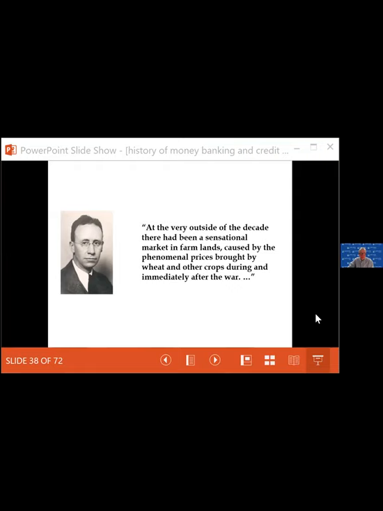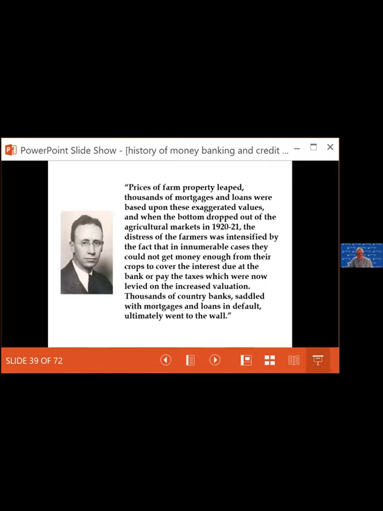And finally, he says this: "Prices of farm property leaped. Thousands of mortgages and loans were based upon these exaggerated values. And when the bottom dropped out of the agricultural markets in 1920-21, the distress of the farmers was intensified by the fact that in innumerable cases, they could not get money enough from their crops to cover the interest due at the bank or pay the taxes which were now levied on the increased valuation. Thousands of country banks, saddled with mortgage loans and loans in default, ultimately went to the wall." Now, in that statement, there is a sort of hidden message of public policy that is worth repeating a little bit. He says, "or pay the taxes which were now levied on the increased valuation."